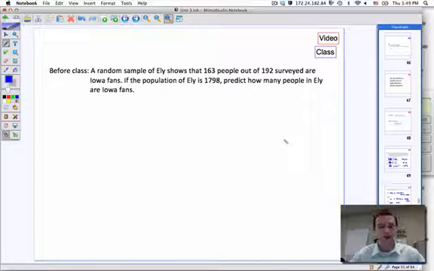So before class, here is another example problem. It says a random sample of Ely shows that 163 people out of 192 surveyed are Iowa fans. If the population of Ely is 1,798 people, predict how many people in Ely are Iowa fans. Okay, so look back at that previous example, figure out how you are going to make that prediction for the almost 1,800 people living in Ely.